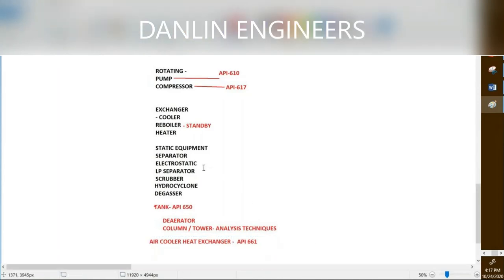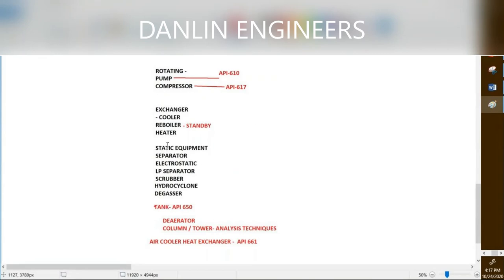Okay, right. I will tell you how to model the reboiler and how to model the column. I already told you, but I will refresh it. Pump and compressor modeling is the same concept only. There is no difference in modeling.